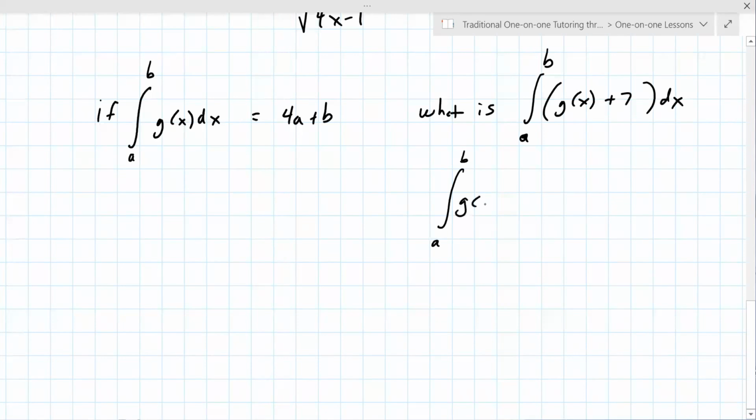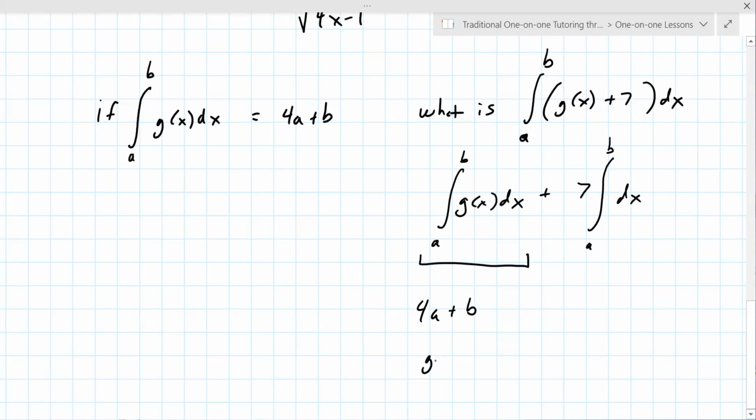Okay. So it's the integral of g of x dx plus 7 times the integral from a to b of dx. Because you can bring the 7 out because it's a constant. Oh yeah, okay. And that's kind of like, okay, well, so now what? Well, we already know this one. This one is 4a plus b. That's given.